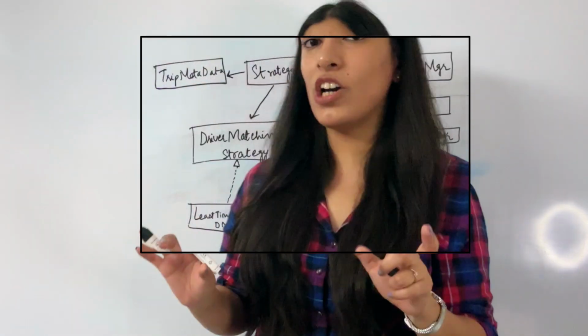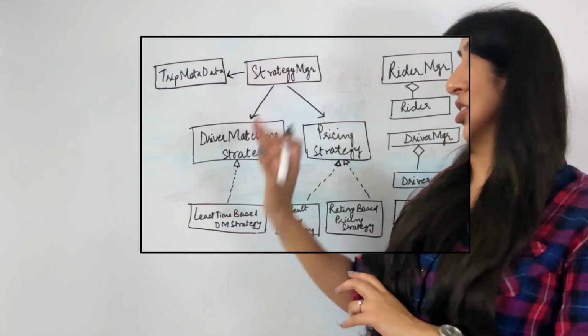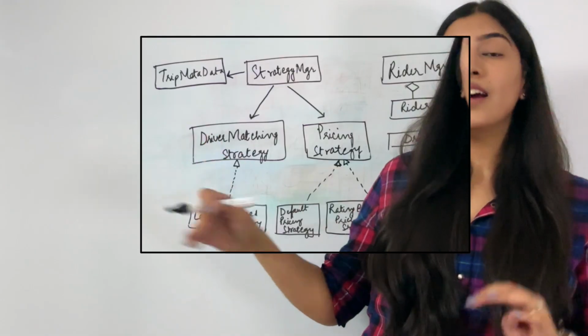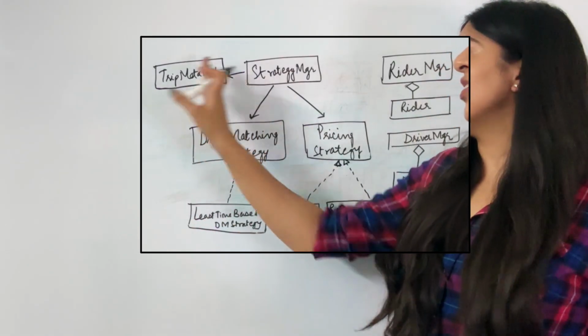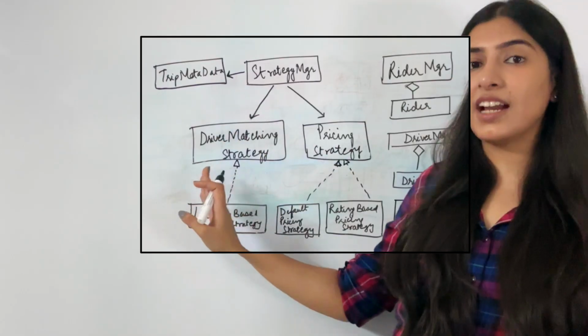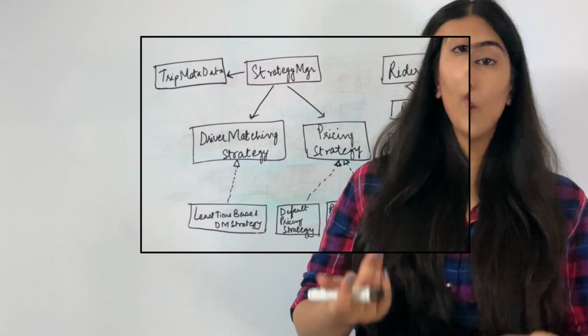Now two quick points over here. First thing, right now I'm assuming that all of the information that is required by the strategy manager to determine both the strategies is in this one class. You can also do two different classes, one to store the information to determine the driver matching strategy, one to store the information to determine the pricing strategy. That is one way to go about it.